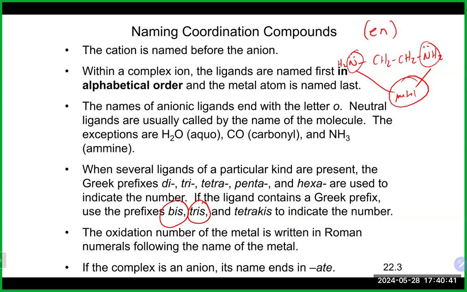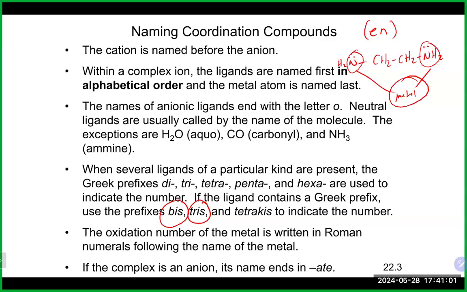We do always, in terms of the metal, it always comes at the end of the complex ion part of the name. Again, that doesn't necessarily mean that will be the last part of the name. This would be kind of the middle part of the name if it's a positive ion, and it would be the last part of the name if the complex ion is negative.